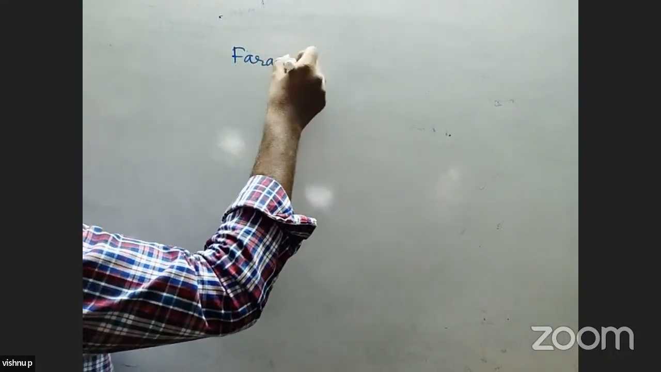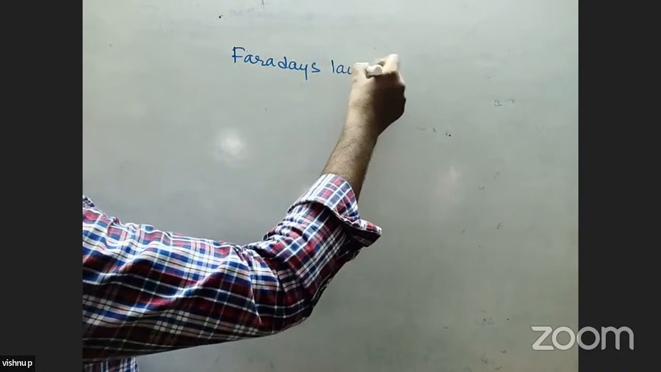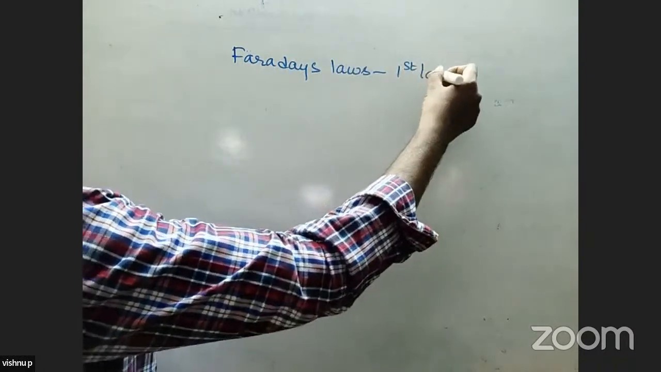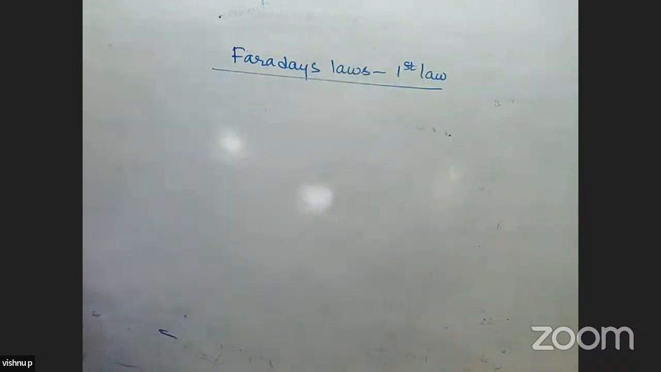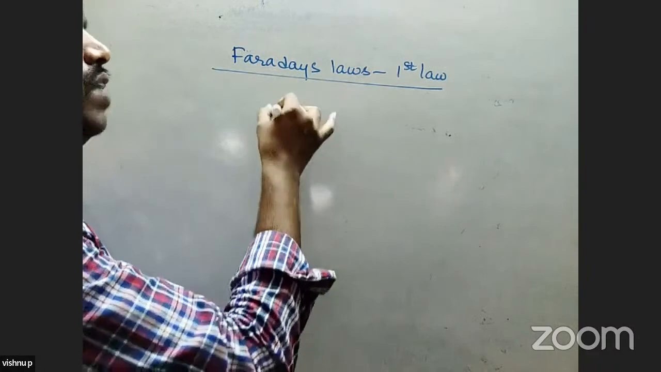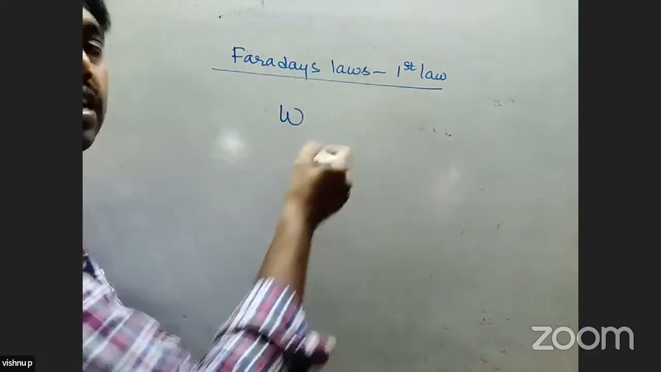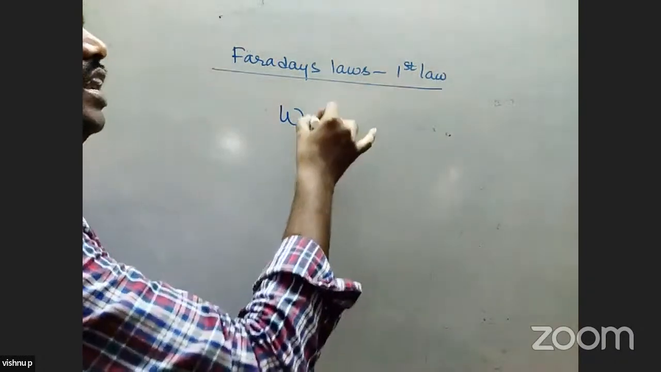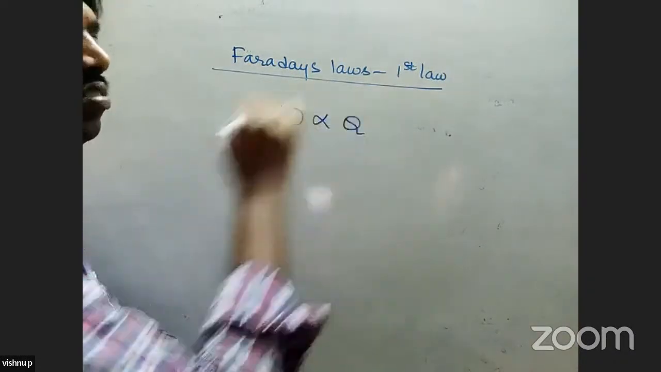First we start with Faraday's laws. First we start with the first law. So what is Faraday's first law? It explains a quantitative relation between the amount of substance deposited and how much amount of electricity is passed into that solution. According to Faraday's first law, the weight of substance deposited is directly proportional to the current in coulombs.